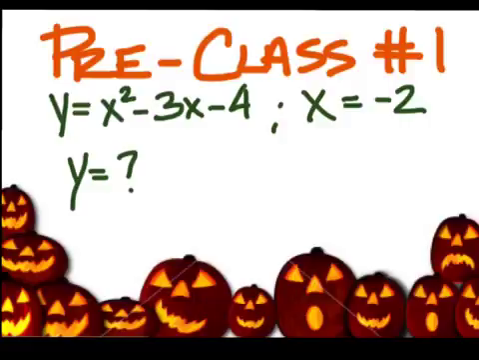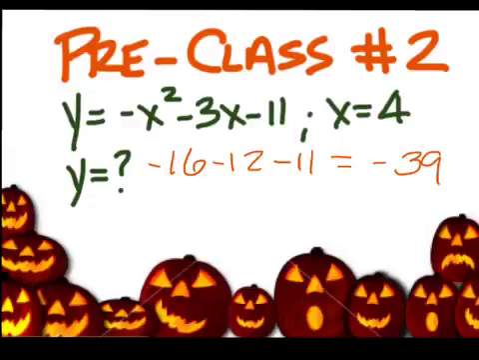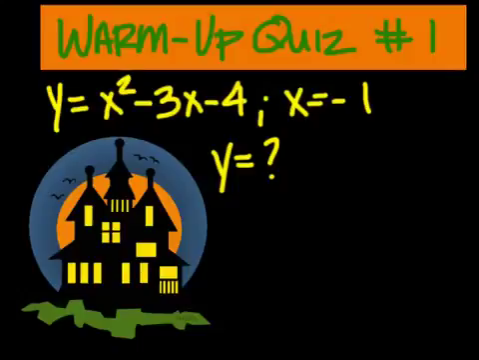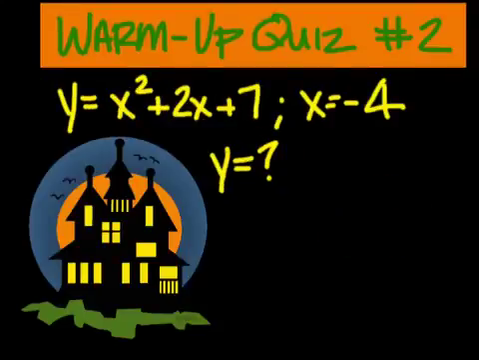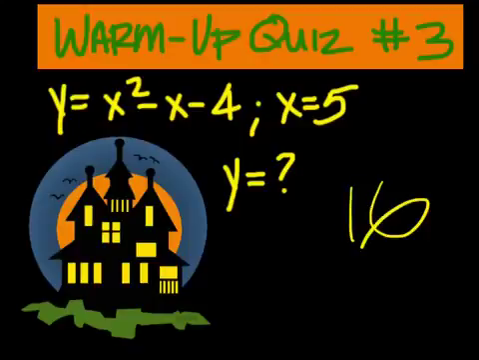Answer to this one is 6. For this one, you should have a negative 16 minus 12 minus 11, which is a negative 39. Answer should be 0 for this one. Answer should be 15. Answer is 16.